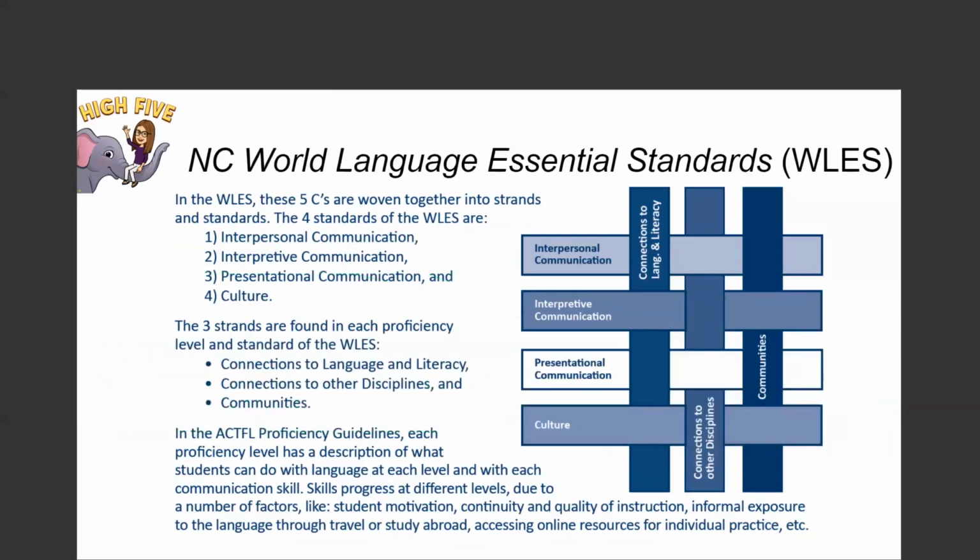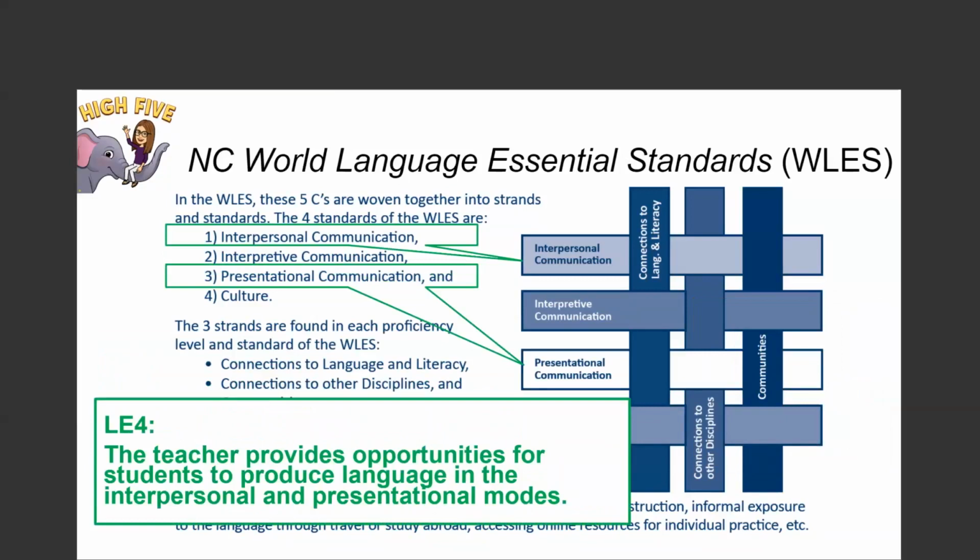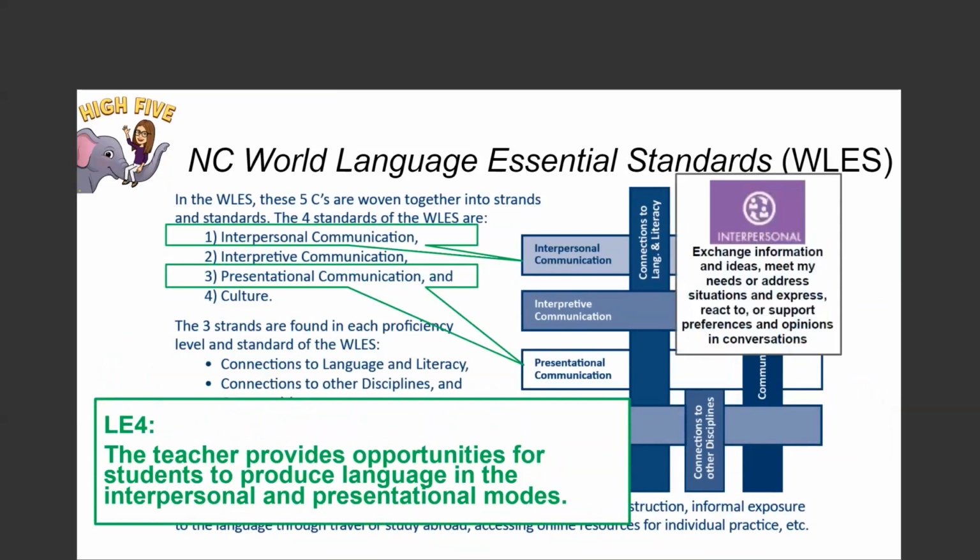Next up is our combined one for LE4 that looks at both interpersonal communication, which is our first essential standard, and also presentational communication, which is our third essential standard. So you see where that's at in our standards. But also know, again, interpersonal has its own icon because interpersonal talks about exchanging information and ideas, meeting needs and addressing situations, and expressing, reacting to, and supporting preferences and opinions in conversations.